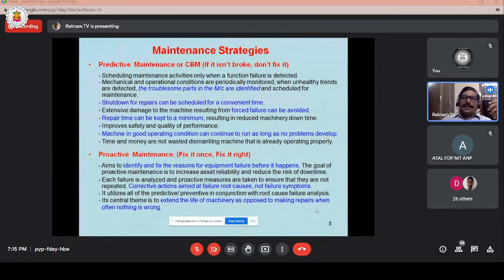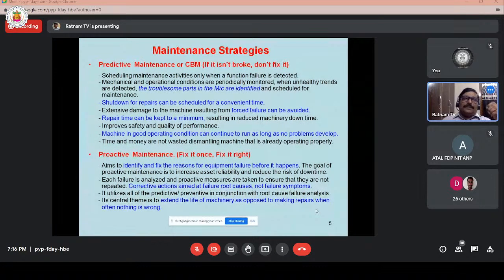Due to that alignment issue, bearing may fail. So this can be identified proactively in this maintenance strategy, and failure can be avoided. The goal of proactive maintenance is to increase asset reliability and reduce the risk of downtime. Each failure is analyzed and proactive measures are taken to ensure that they are not repeated.